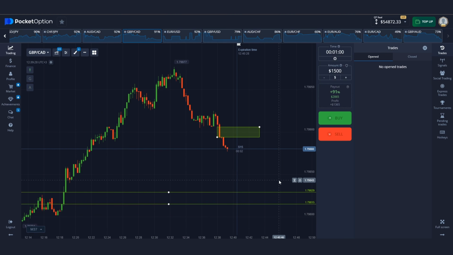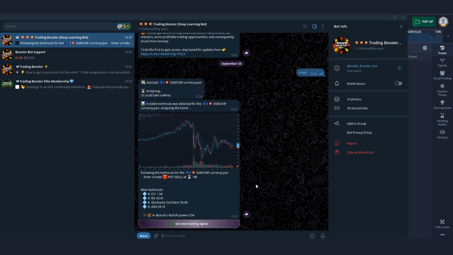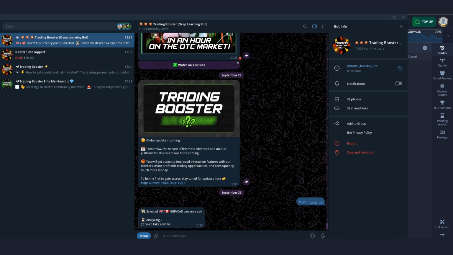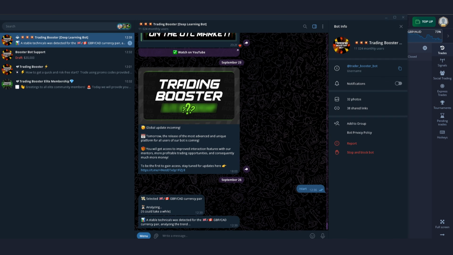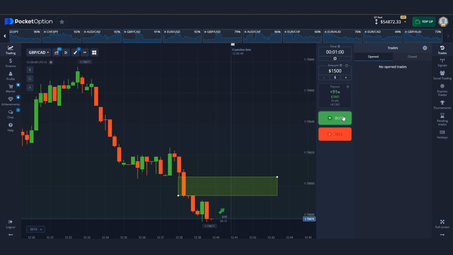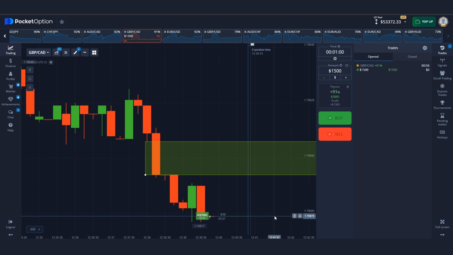But let's ask BoosterBot, you need to choose the British pound Canadian dollar. And for the time to trade, make sure you pick 1 minute if you're trading from an imbalance or a block order. And I get a buy signal. Which means the price is now going to go back into the imbalance above.